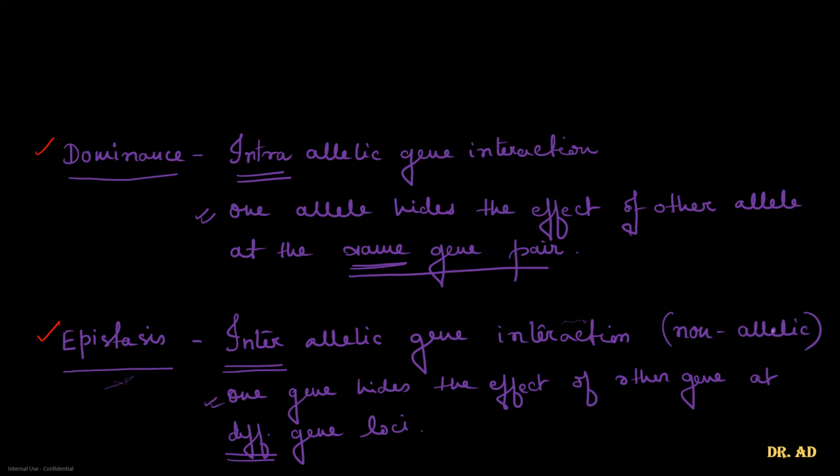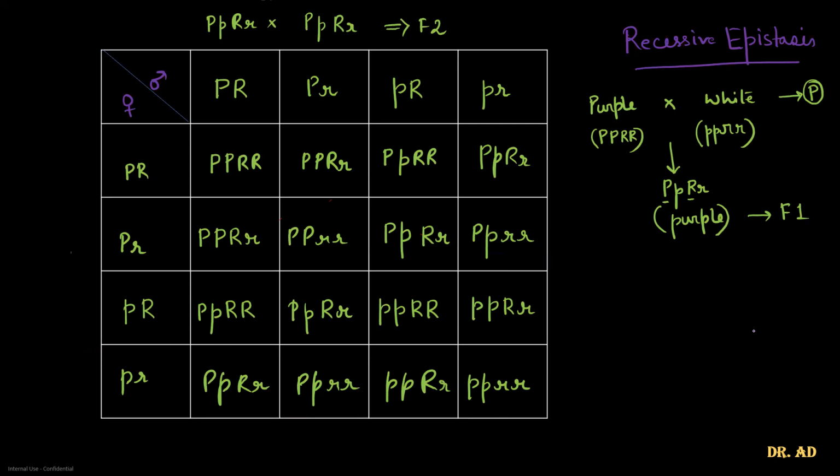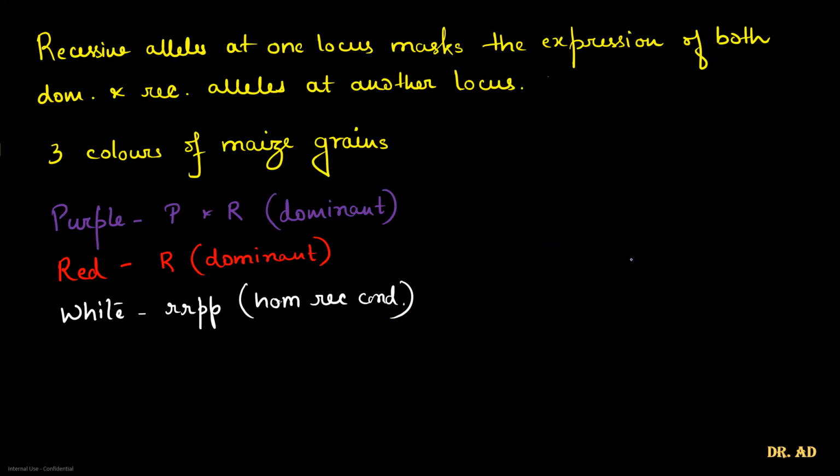Now we will move on to our main topic today. We will talk about recessive epistasis here. In recessive epistasis, a recessive allele at one locus masks the expression of both dominant and recessive alleles at another locus. This is discussed here with one very important example in plants, that is color of maize grains.